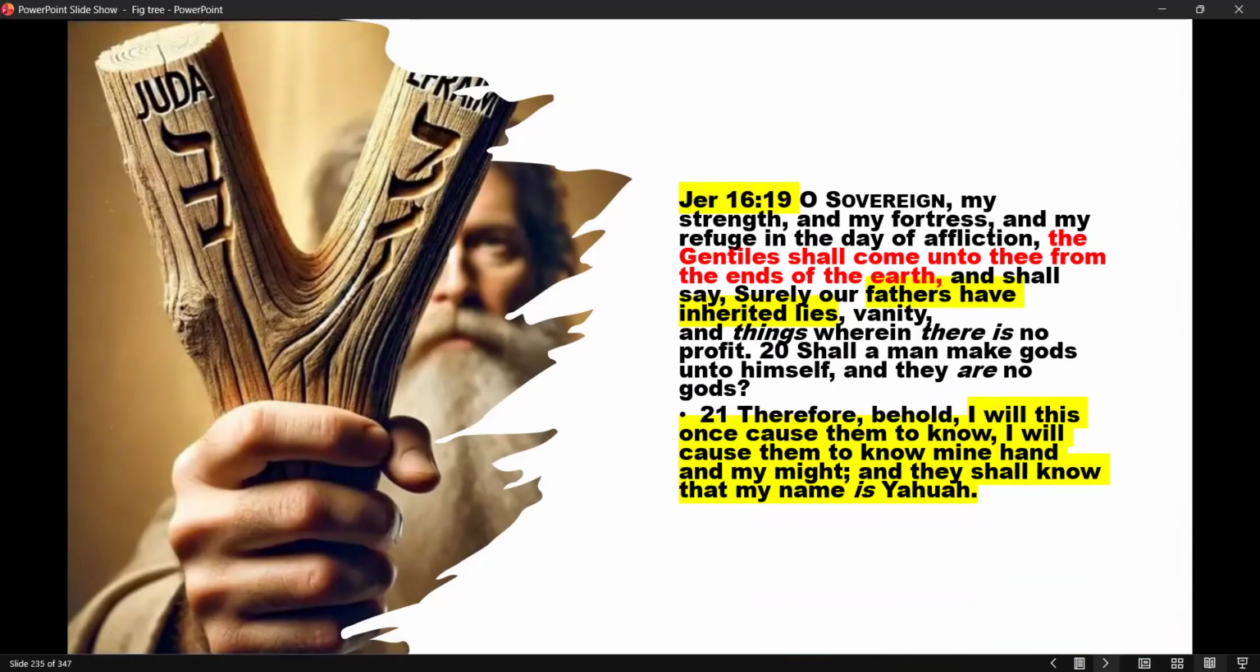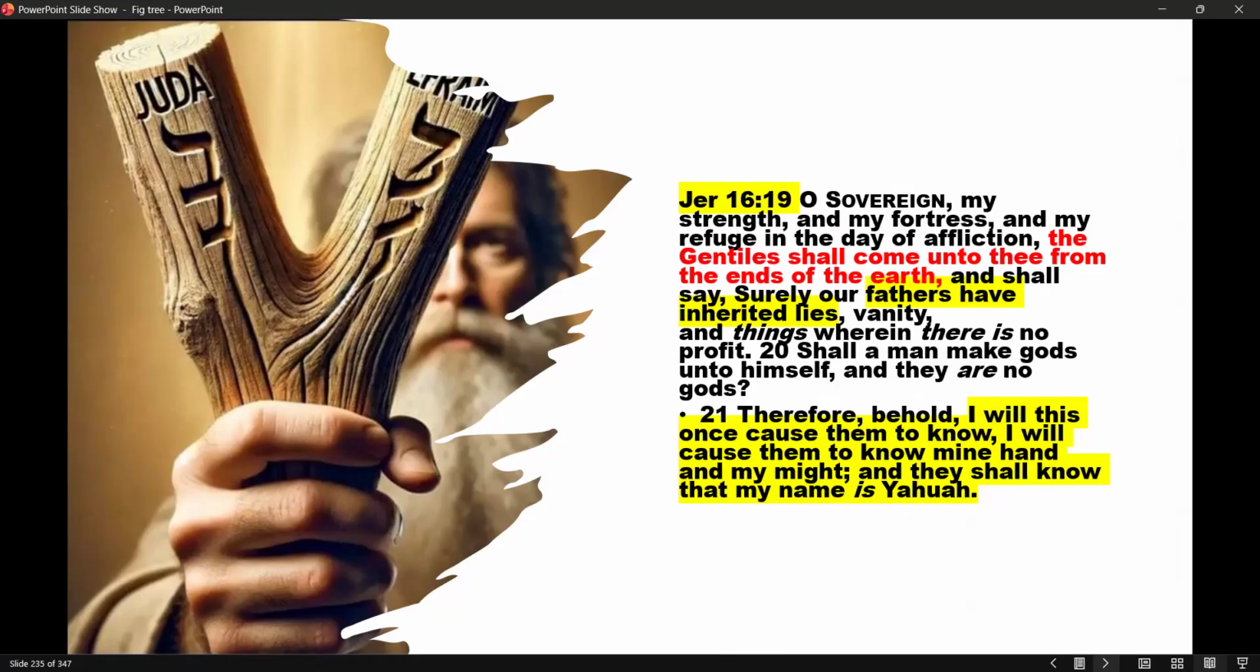So, Jeremiah 16, O sovereign, my strength and my fortress, and my refuge in the day of affliction. The Gentiles shall come unto thee from the ends of the earth, and shall say, Surely our fathers have inherited lies, vanity, and things wherein there is no profit. We see that today. Shall a man make gods unto himself, and they are no gods? Therefore, behold, I will this once cause them to know. I will cause them to know mine hand and my might, and they shall know that my name is Yahweh.